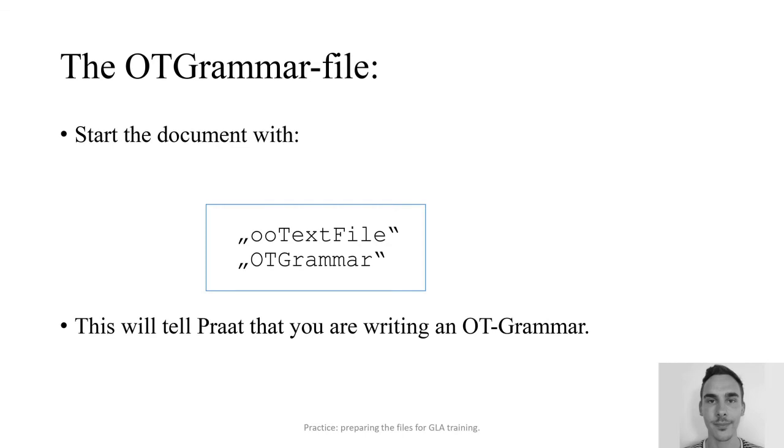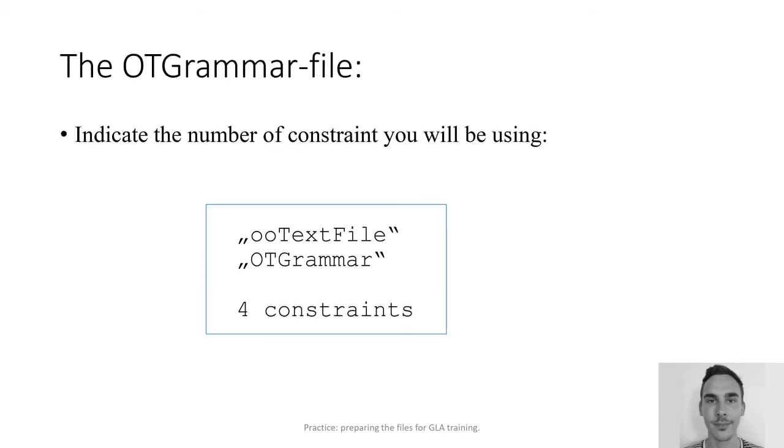Let's talk about the second file you will need for GLA training, the OT grammar file. Again, create a txt file and start the document with ooTextFile in quotes and OTGrammar in quotes, which tells Praat that it is an OT grammar that we are creating. Next, you provide the number of constraints that you think are involved in the grammar you analyze. In our toy example, we will deal with 4 constraints.